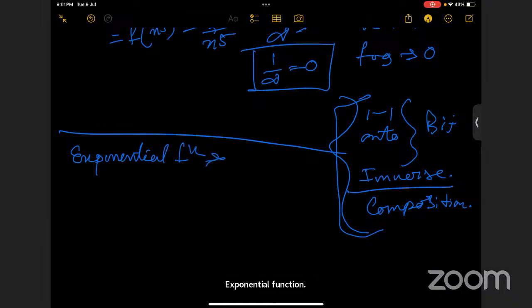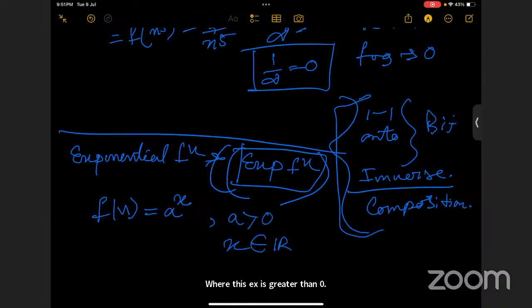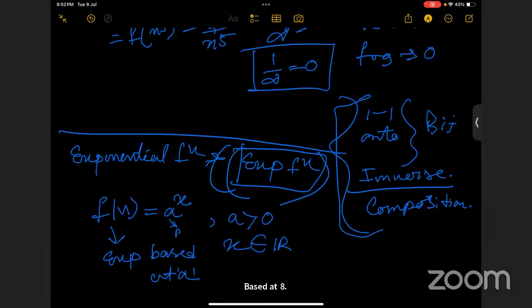In short, we will write exp. So if we have some function like a to the power x, where a is greater than 0 and a^x belongs to the real line, then we will say this is an exponential function based at a. This a is said to be the base, and this is the exponent.